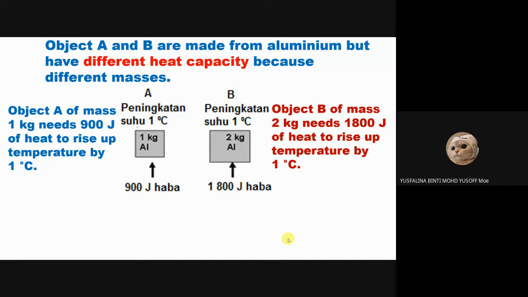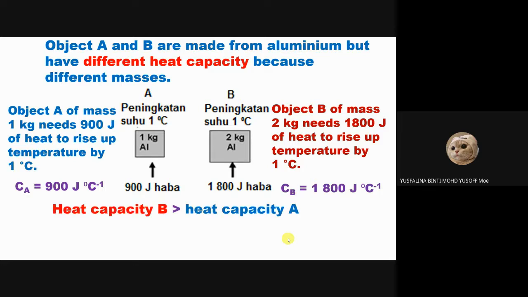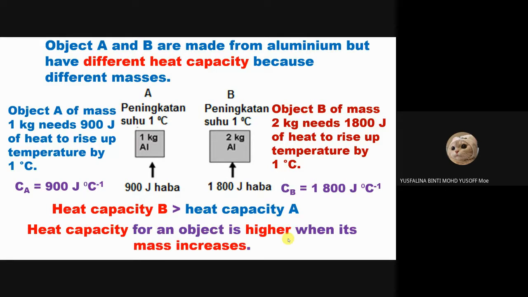Because 1 kg is 900 joule, so if 2 kg, it needs 1800. You just multiply by 2. So you can see here, if you have a different mass, it will be a different heat capacity. The heat capacity of B is bigger than the heat capacity of A. So the heat capacity of an object is higher when its mass increases, right?